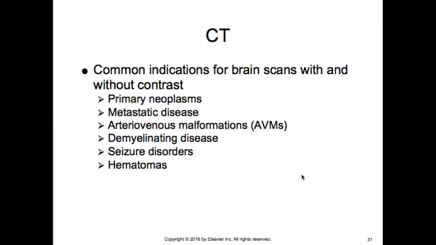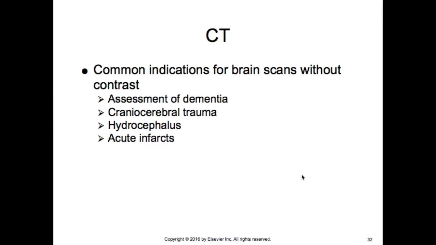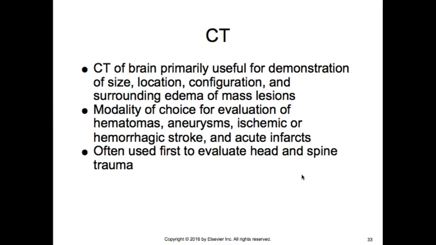CT is common for brain scans with and without contrast. So we look for neoplasms, metastasis, we look for AVMs, arterial venous malformations, demyelinating disease, such as MS, seizure disorders, hematomas. We do scans without any contrast to look for dementia, trauma, hydrocephalus, and acute infarcts.